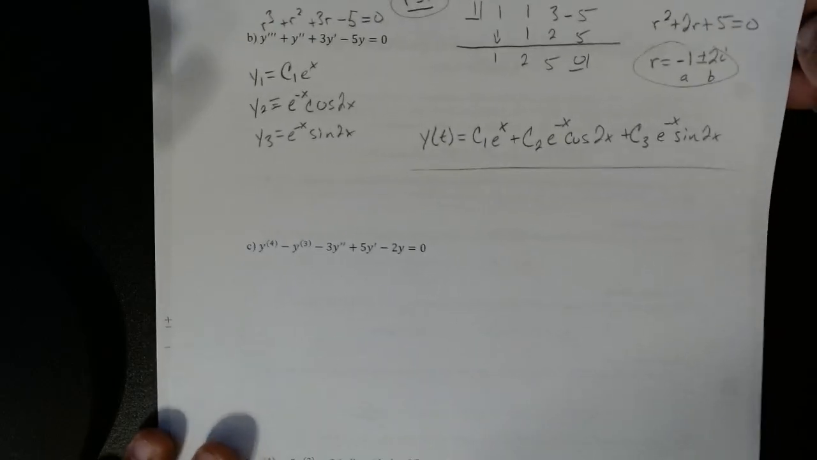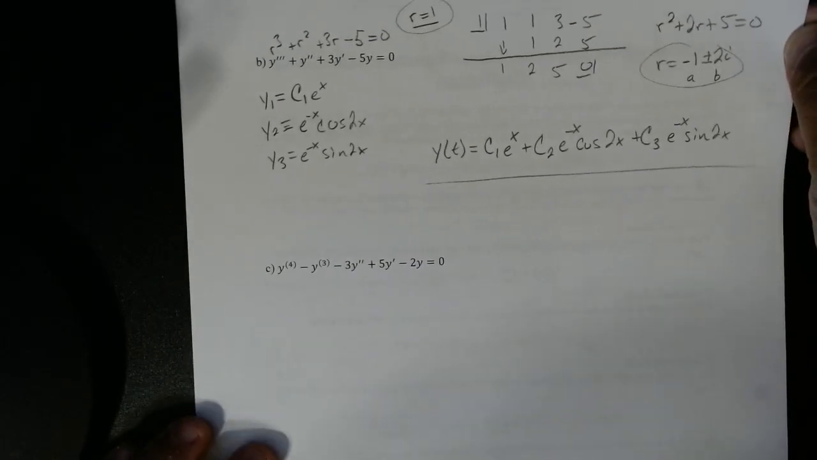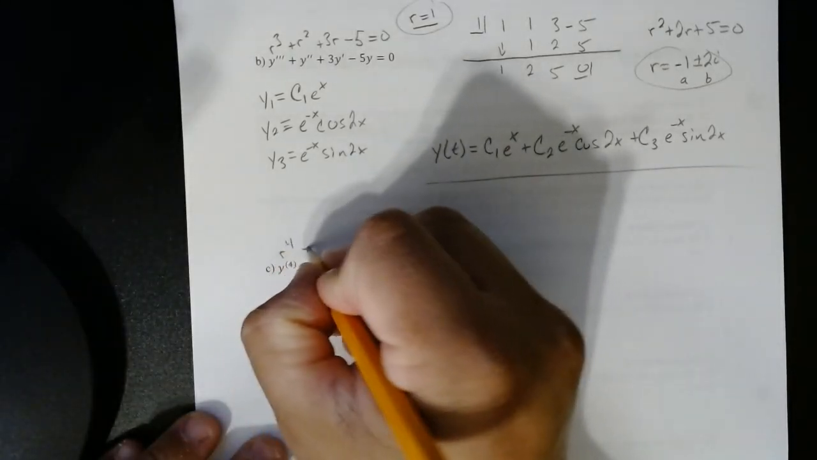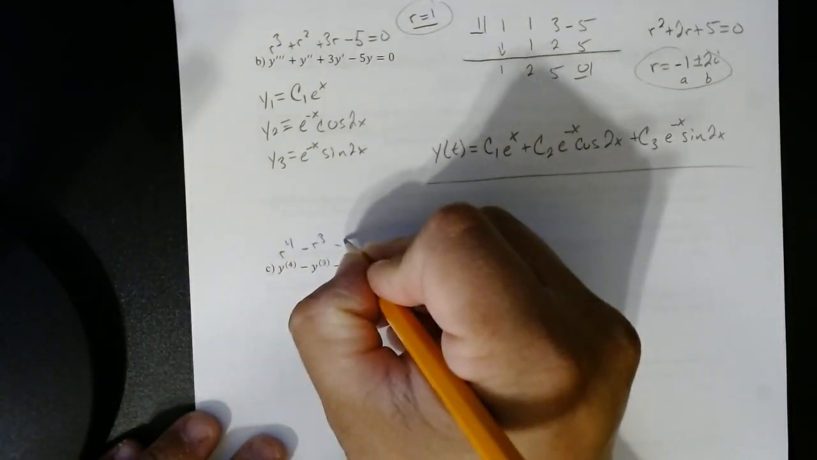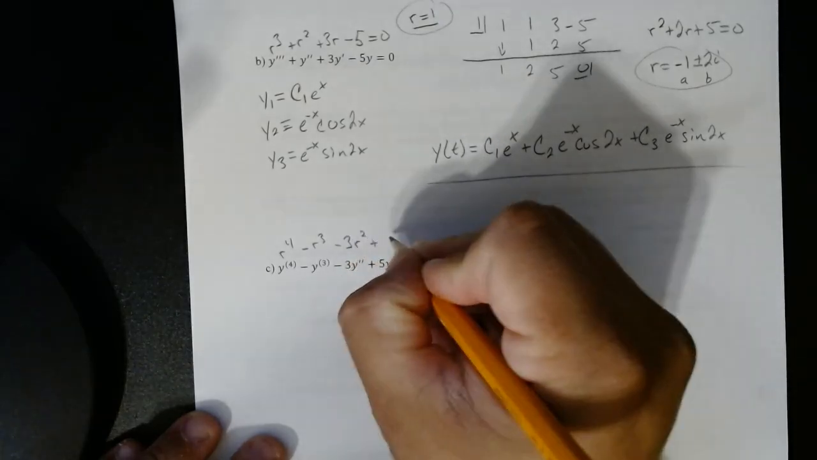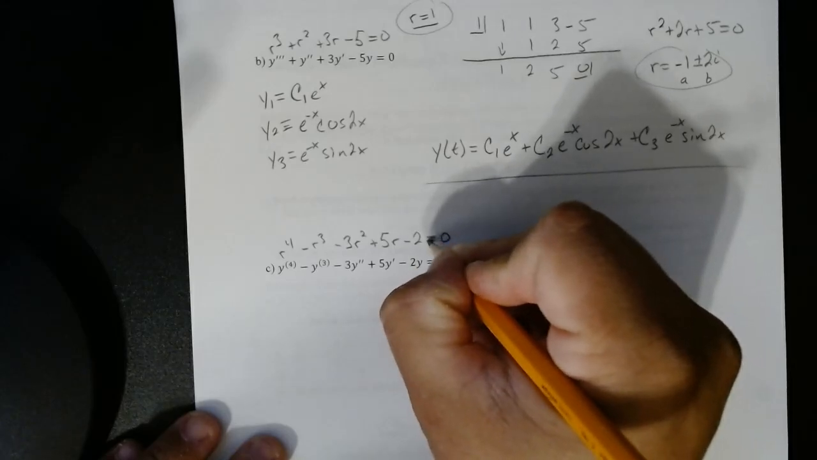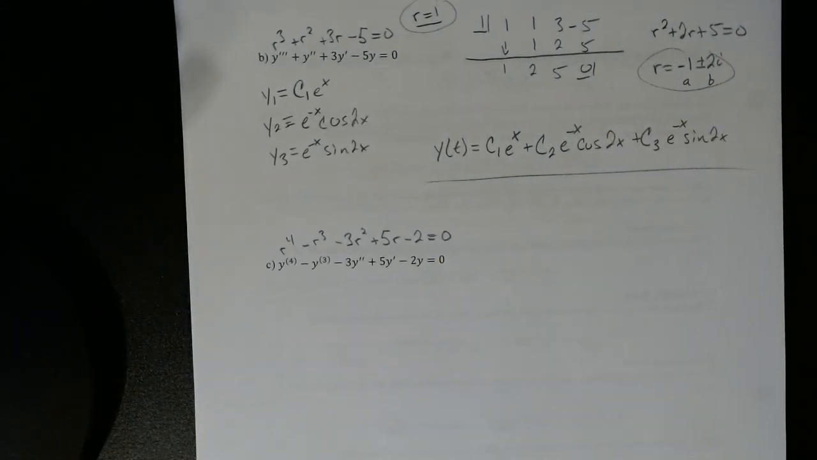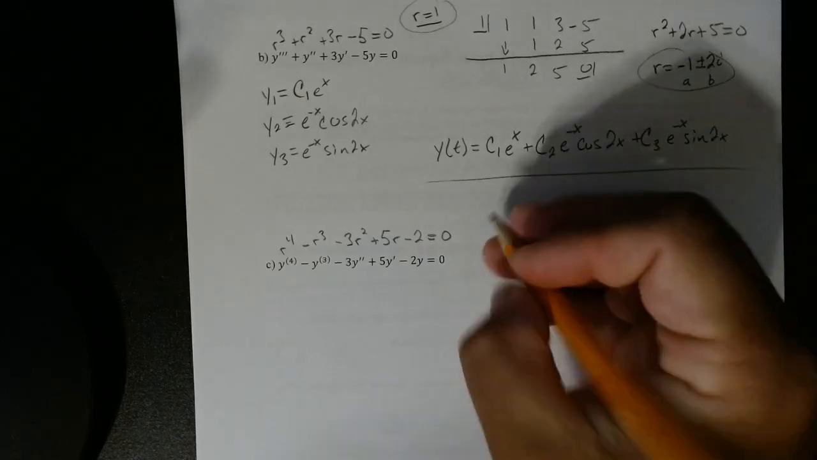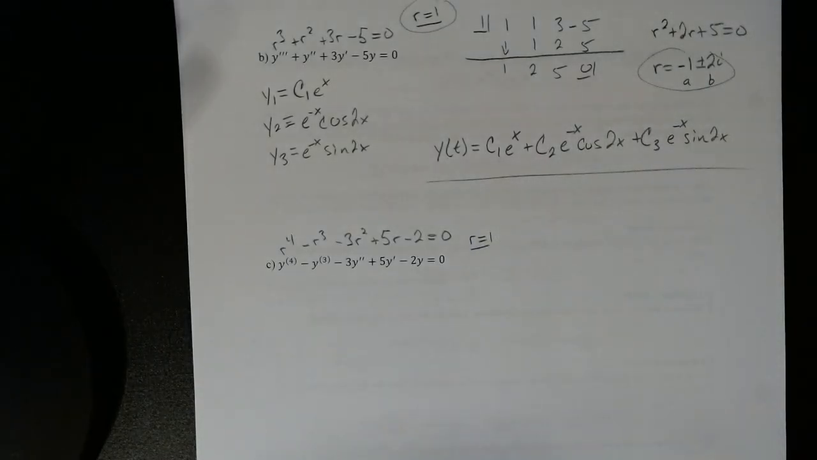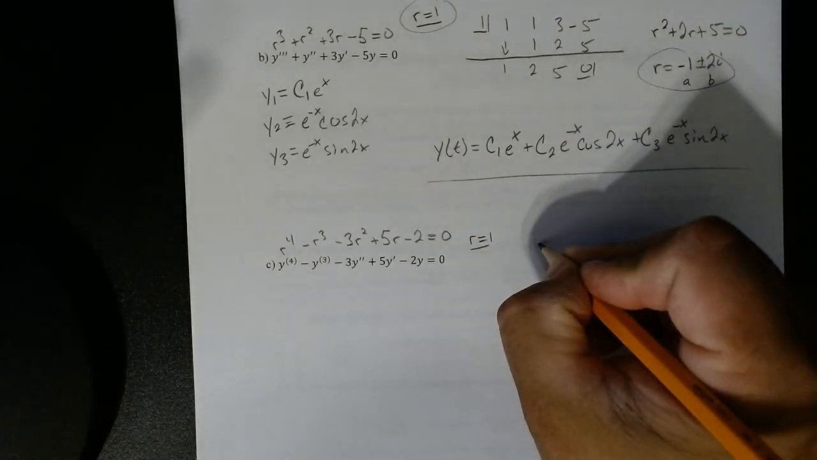All right, let's keep going. So like I said, now we're going to higher orders. So this is 4, 3, 2, 1, 0. So this one's a bit of a pain to do. R is equal to 1 actually works again. And when you do synthetic division, you actually get this back.